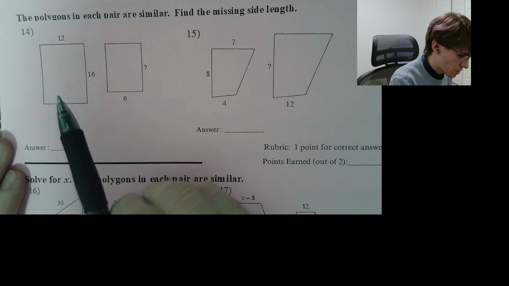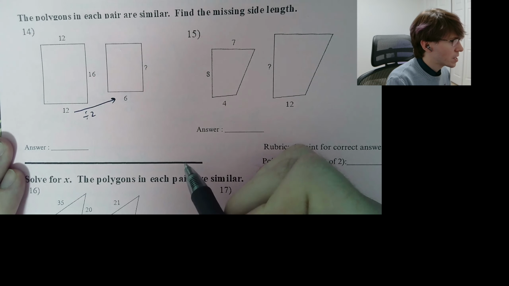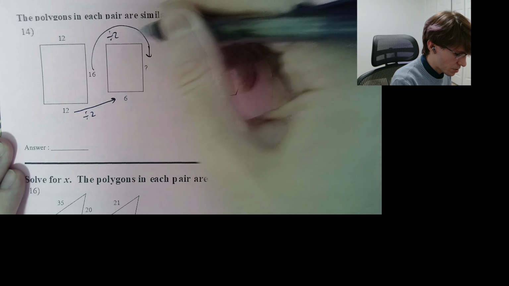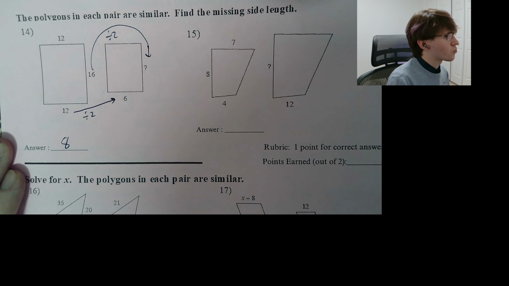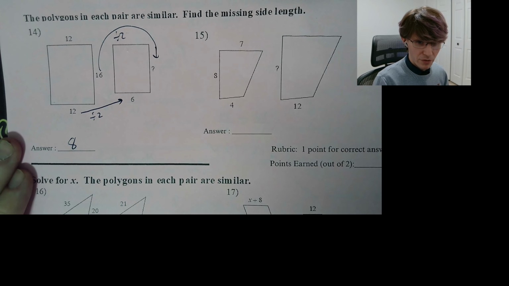If you want to use the scale factor method, you might be able to figure it out yourself by doing like, hey, how do I go from here to here? Well, I divide by 2, right? So that means to go from here to here, I would also just divide by 2 and get myself 8 as my answer. But the real way to do this question is with that proportion idea that we were just talking about in the previous one.